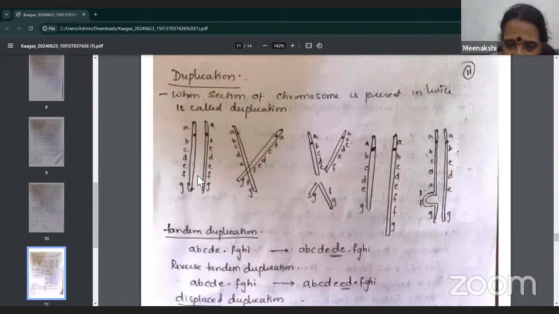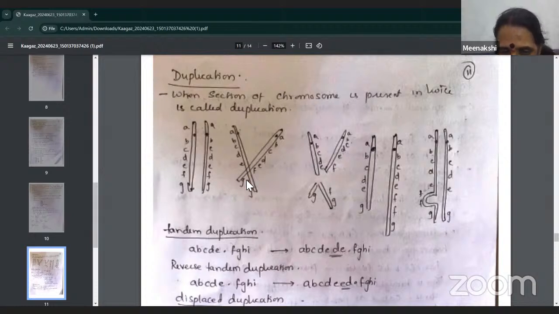Here, we can see an example. This is one chromosome. This is the homologous chromosome. A, B, C, D, E, F, G. These are the genes. Here also A, B, C, D, E, F, G are the genes. When crossing is occurring, during this crossing, the F gene that is there has gone to the second chromosome. See, the crossing that has occurred, you have seen that F has gone to this particular chromosome.